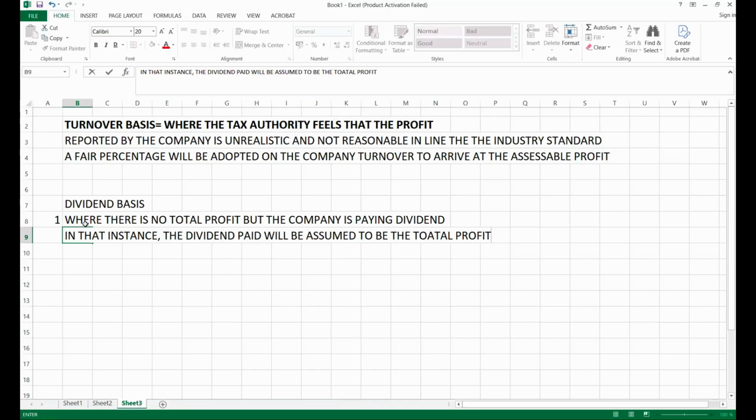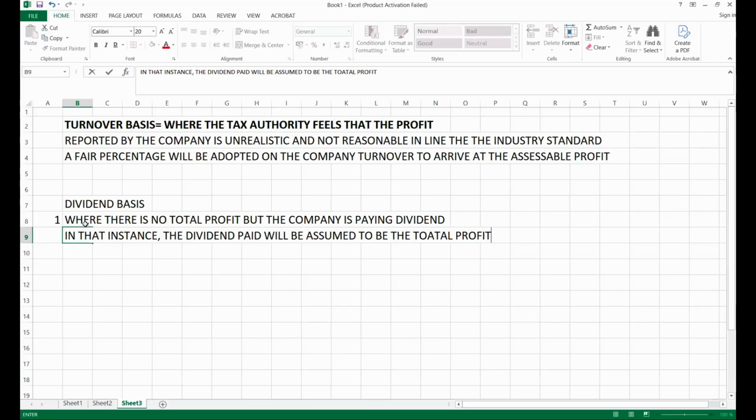But there are certain exemptions to this dividend basis, so that it may not be adopted. One of the exemptions is where it can be claimed that the dividend is paid from retained earnings. So where the company can show that the dividend is paid from their retained earnings that has already been subject to tax, in that case, the application of that rule will not be adopted. This rule is according to a certain section.